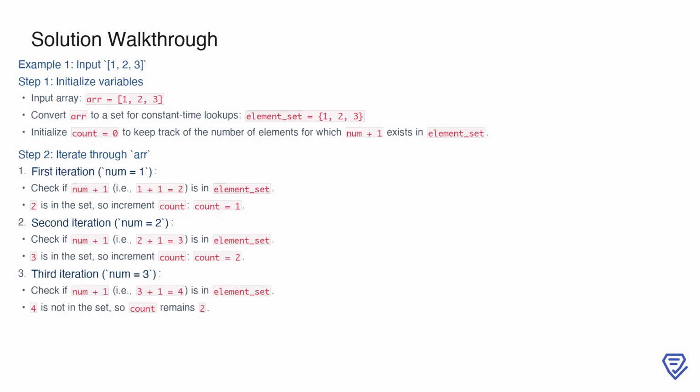On the first iteration, when number is 1, we check if number plus 1, which is 2, exists in element_set. Since 2 is in the set, we increment count by 1, making it 1. On the second iteration, number is 2, and we check if number plus 1, which is 3, exists in the set. Again, 3 is found in the set, so we increment count to 2. On the third and final iteration, number is 3, and we check if number plus 1, which is 4, exists in the set. This time, 4 is not in the set, so count remains 2.